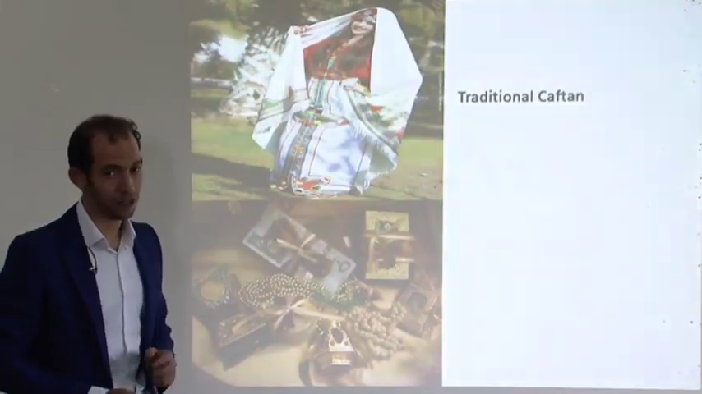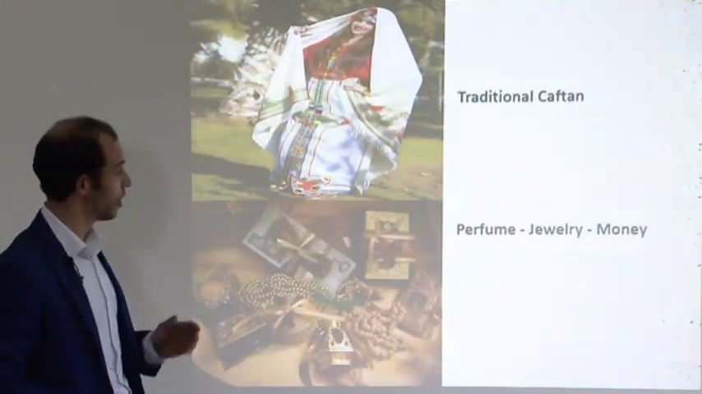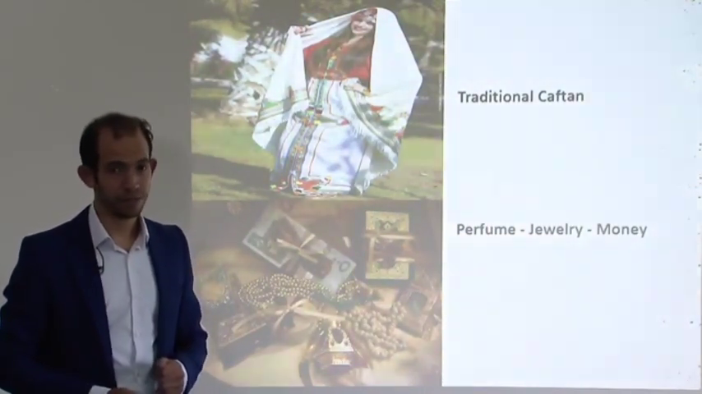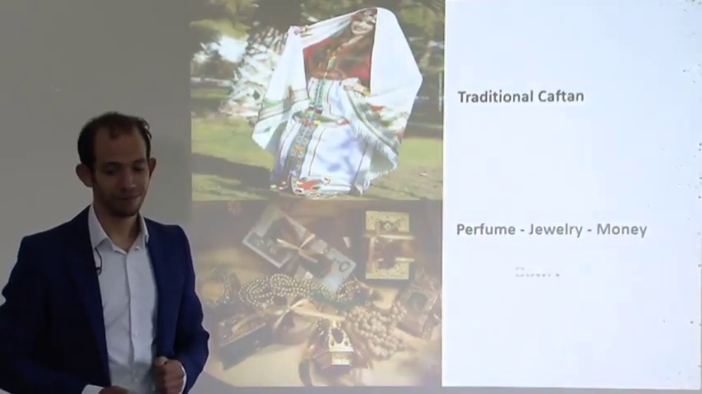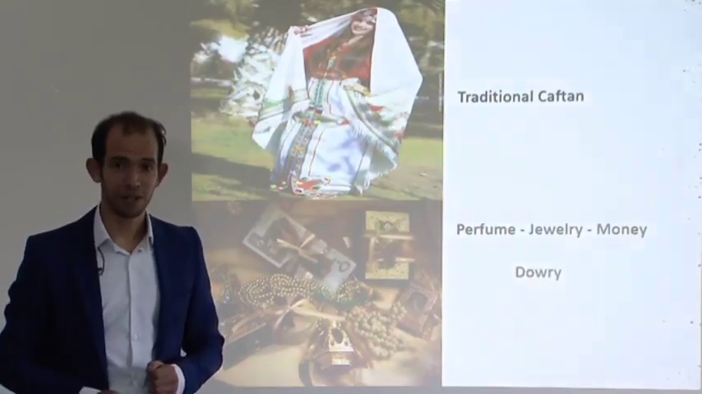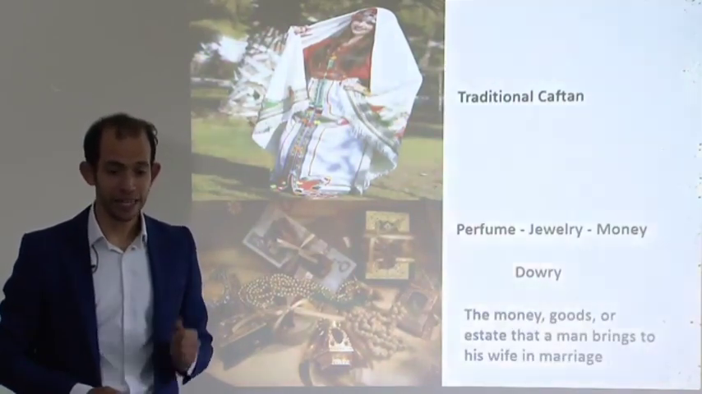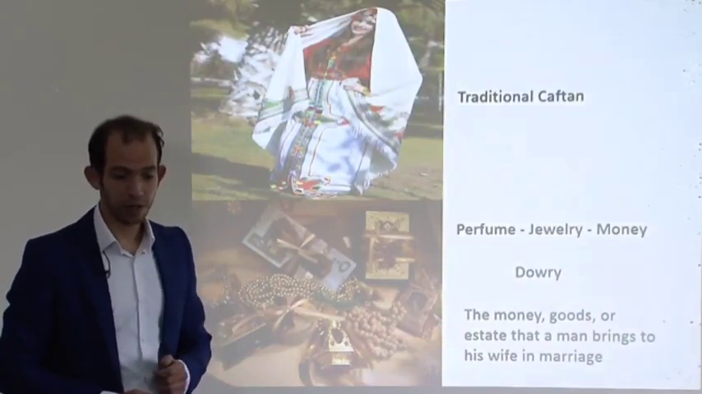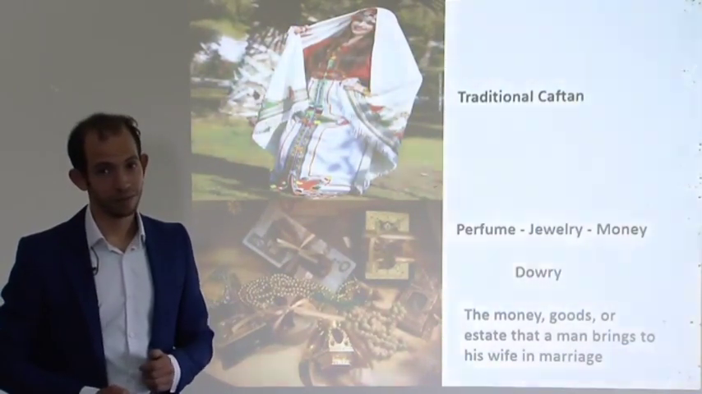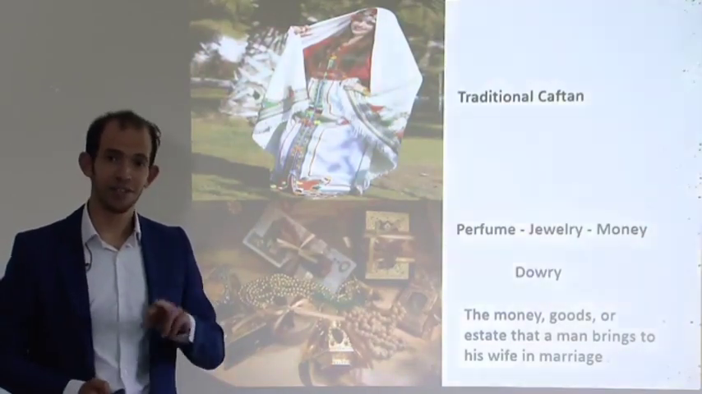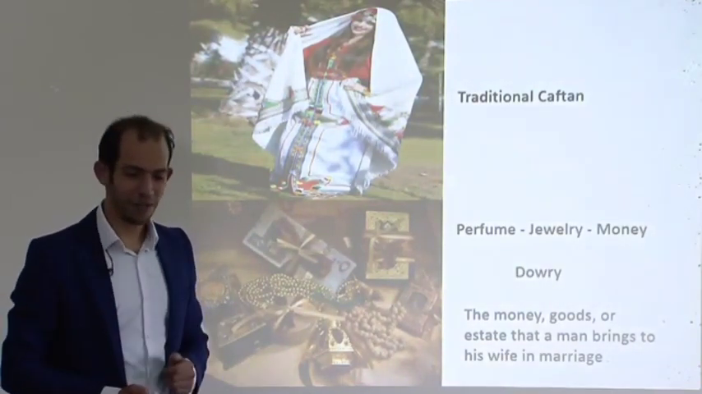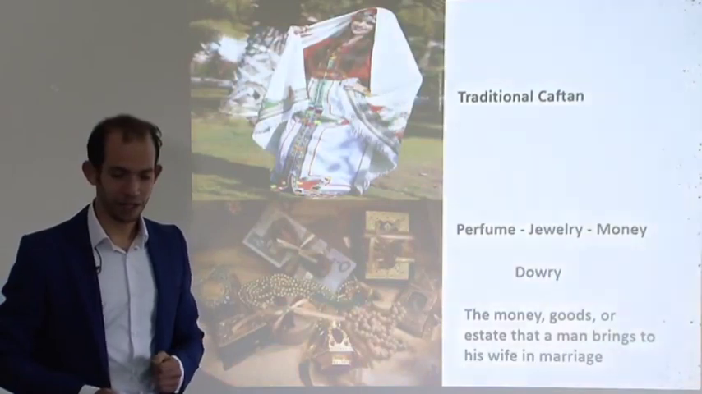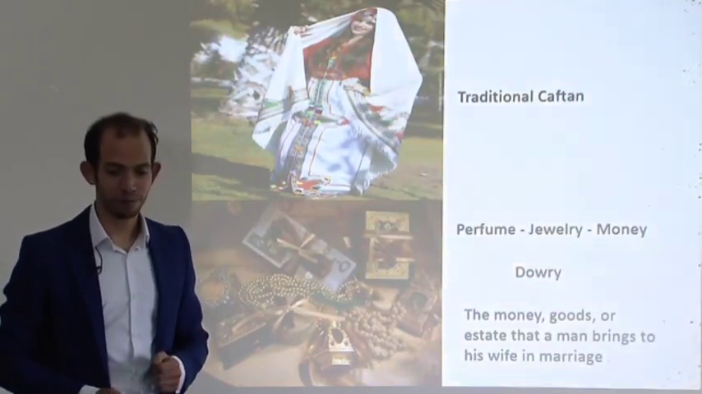And what do you see here? This is the most important thing. So please focus. We have here perfumes, jewelry, and money. So what's that? We call it a dowry. So what is a dowry? A dowry is the money, goods, or estate that a man brings to his wife in marriage. But in many other cultures, it's the opposite. It's the woman who gives the man the dowry. But here in Morocco, the man mostly gives the dowry to his wife.